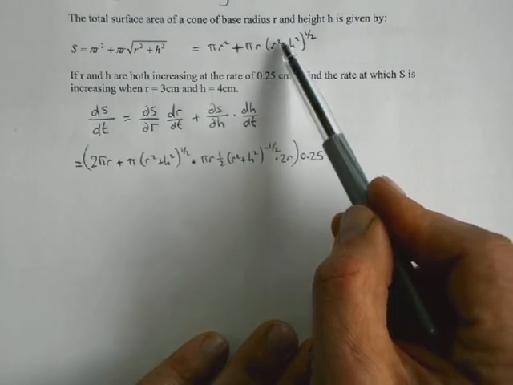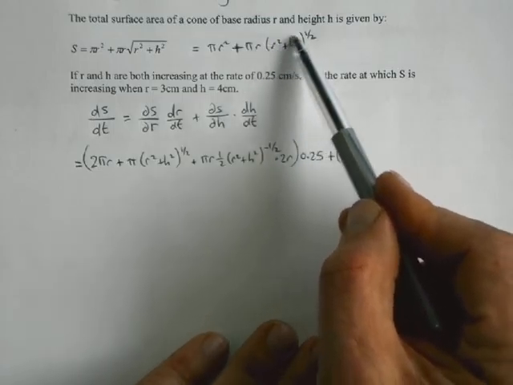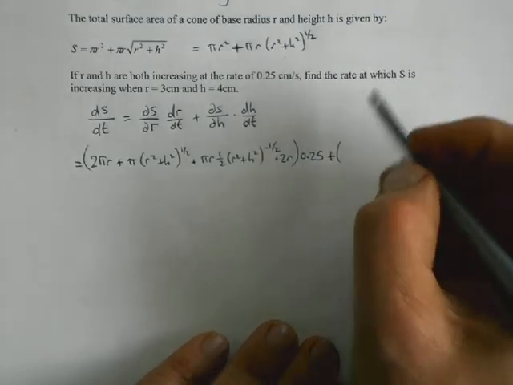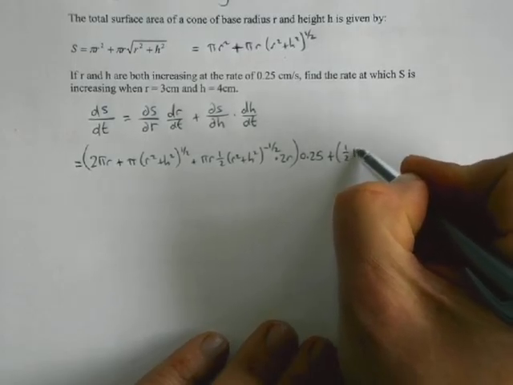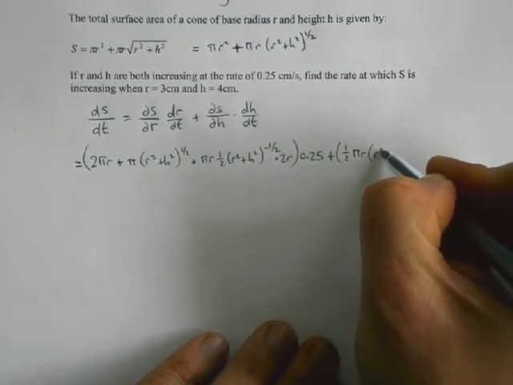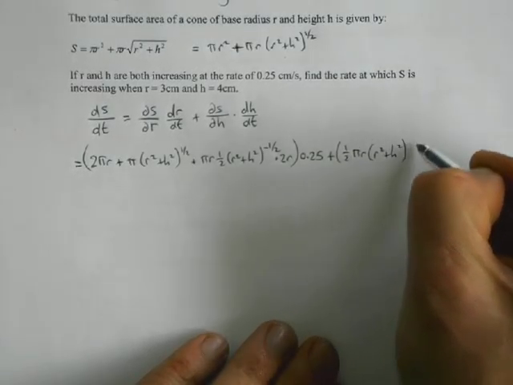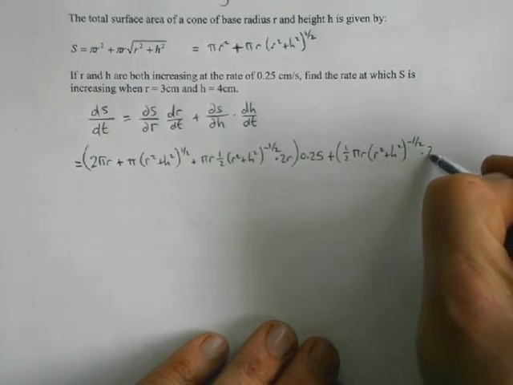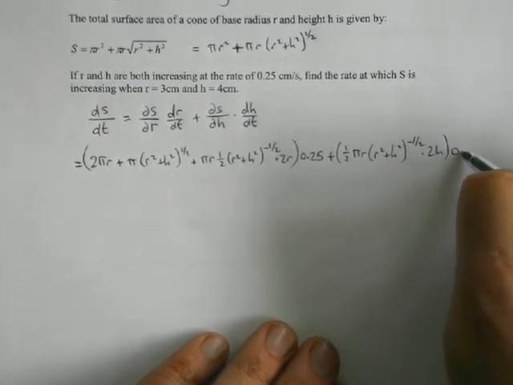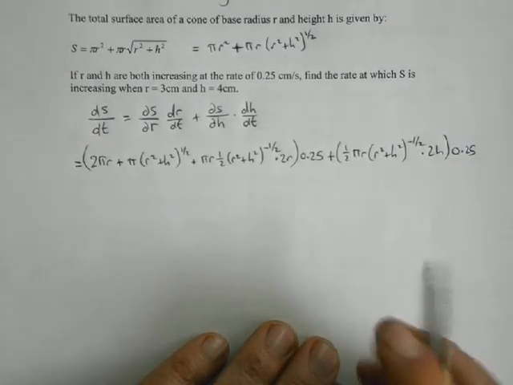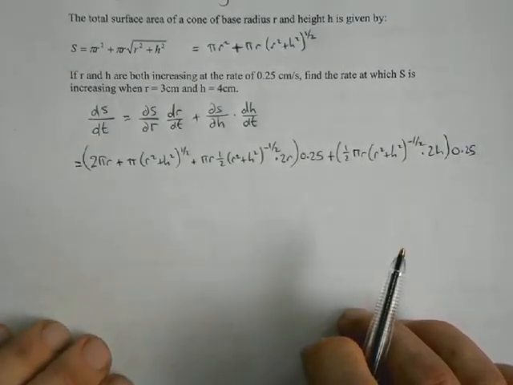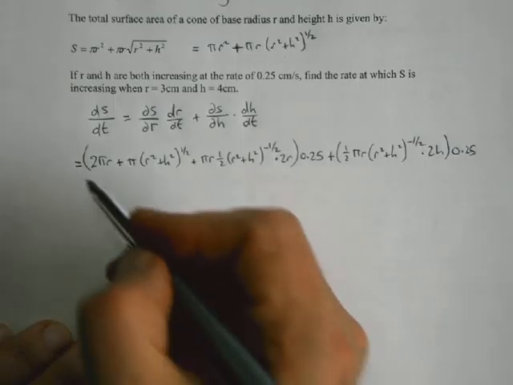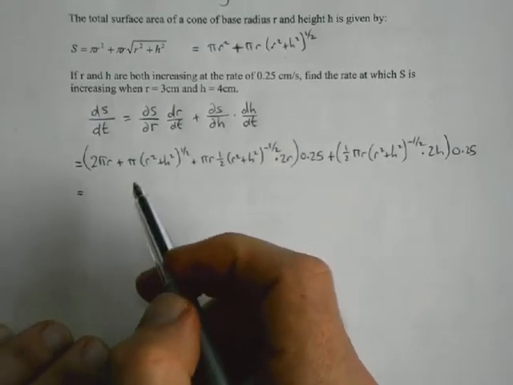Well, the first bit doesn't matter because that's a constant, and this pi R is also a constant, so really the only thing we're differentiating now is this piece here. So we're going to get a half pi R, R squared plus H squared to the minus 1/2 times 2H, and all that multiplied by 0.25. I managed to stay on the page, which is a bonus.